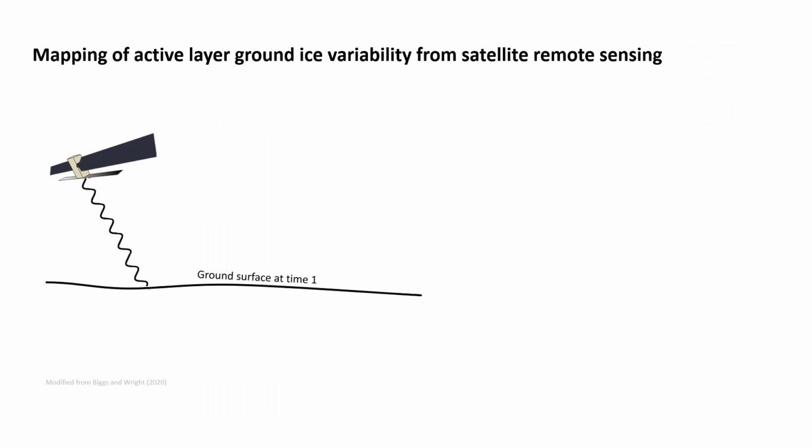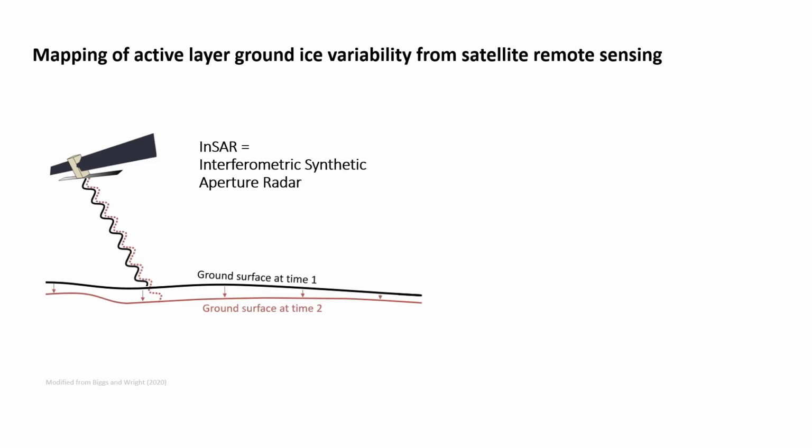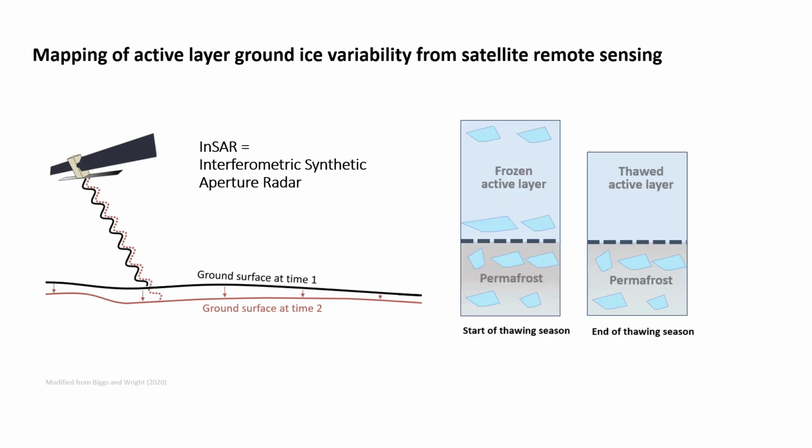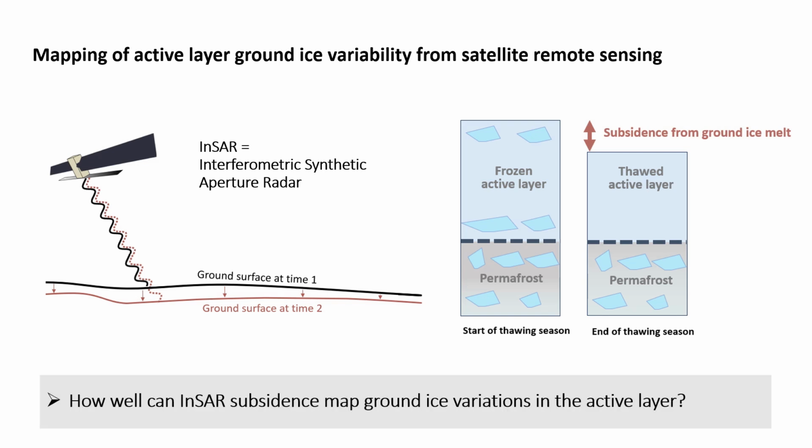My research therefore investigated to which extent we can use a remote sensing technique called InSAR to map variations in ground ice contents. InSAR uses radar images and can map small ground movements across large scales. These ground movements can indicate the melting of ground ice, as the surface subsides slightly due to water being denser than ice. In my research, I investigated how well InSAR subsidence can monitor such ground ice variations.